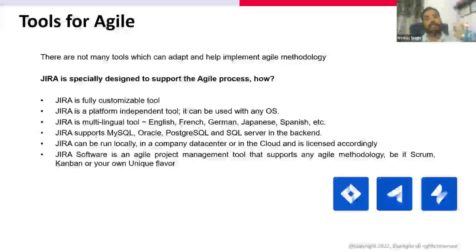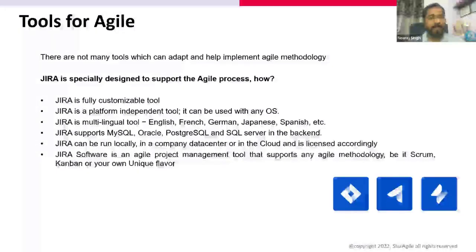Finally, also telling you a quick outline about what kind of tools can be used for Agile methodology. Are there any tools? And if there are any, how do they make sense for the Agile methodology? Yes, of course. There are not many tools which can adapt and help implement Agile methodologies in the world today. But there are few which are very much specialized in a way that whatever you learn theoretically about Agile methodology can very well be covered practically as well. And one among them is Jira. Jira is a product of Atlassian, and it is specially designed to support the Agile processes. How? Because of its abilities.